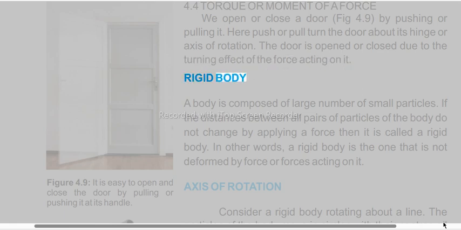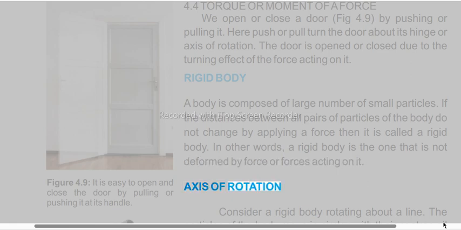Rigid body. A body is composed of a large number of small particles. If the distances between all pairs of particles of the body do not change by applying a force, then it is called a rigid body. In other words, a rigid body is one that is not deformed by force or forces acting on it.